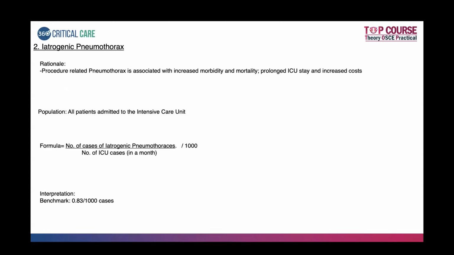Then coming to iatrogenic pneumothorax. Procedure-related pneumothorax is associated with increased morbidity and mortality, prolonged ICU stay, and increased costs. The population includes all patients admitted to the ICU, and the formula is the number of cases of iatrogenic pneumothorax divided by the number of ICU cases in a month, times 1000. The benchmark is 0.83 per 1000 cases. From an exam perspective, till your practical exam gets over, please remember these benchmarks. Either write it on a piece of paper and look through it every day, or have any other sources through which you can regularly revise it.